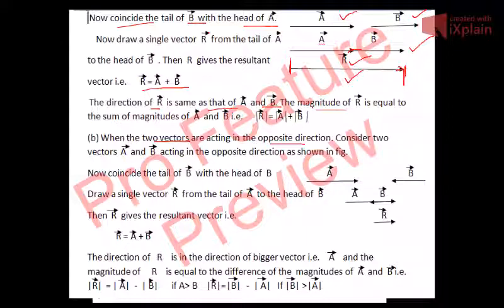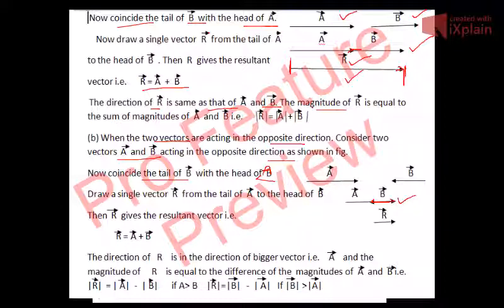Let us again consider two vectors A and B having different magnitudes and opposite directions as shown in the figure. The rule tells us that we have to coincide the tail of B with the head of A. As you can see from the second line, the tail of B coincides with the head of A.